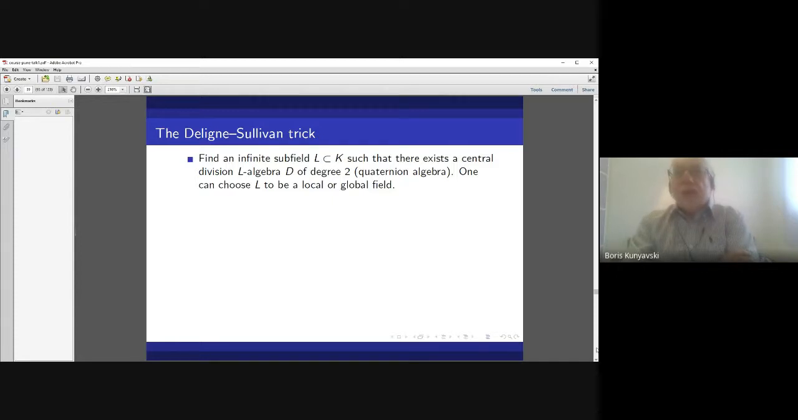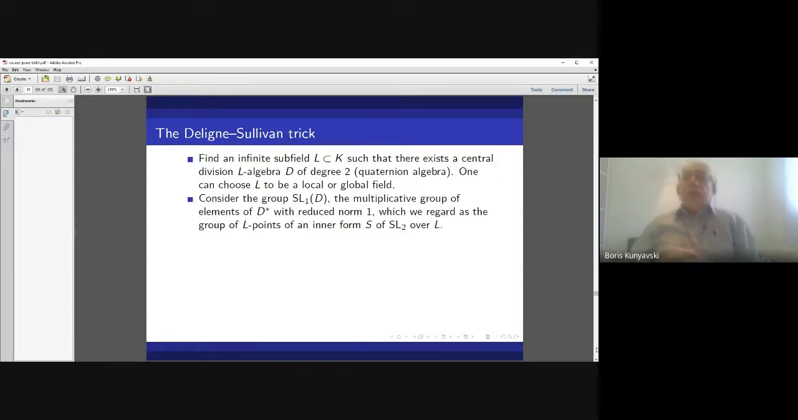So first of all, we are working with SL2. We can find an infinite subfield L of our field such that it allows some division algebra of degree 2, quaternions. And one can choose L to be a local or global field. Why so? Because K can be chosen as large as we wish. Once again, I'm omitting some details. Okay, it looks crazy. Why do we need some algebra? Now we consider the group of elements with reduced norm 1, which is usually denoted by SL1 of D. And it is a group which is regarded as the group of L points of some inner form of SL2, which is usually called an isotropic group.